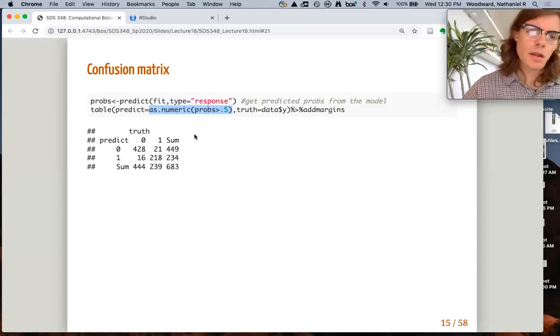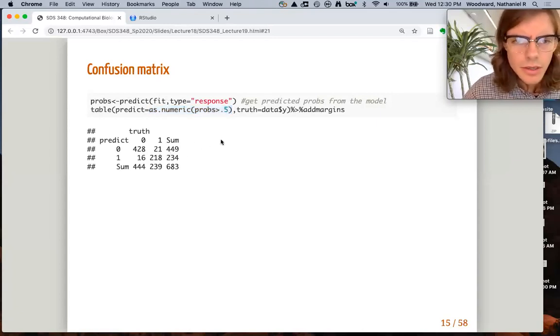Cool. Did I name that fit or fit 2? That's interesting. I'm not sure. Oh, well, it's still working.